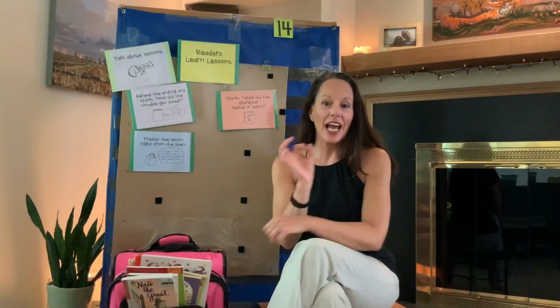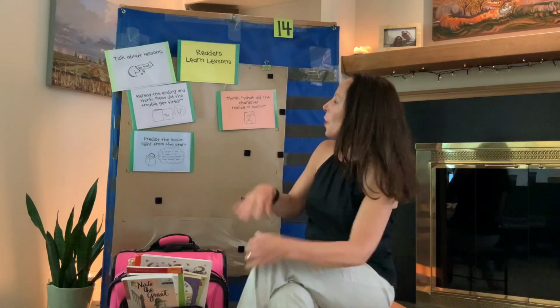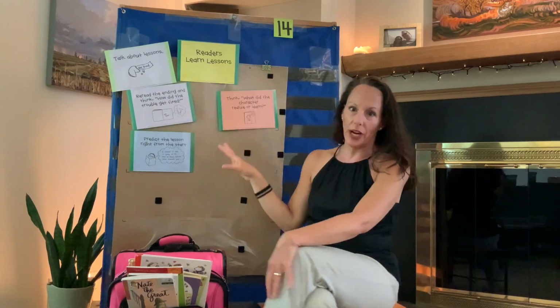So we took a good look at shoes, right? We did compare and contrast. We looked at things that were the same about those shoes and things that were different. And now I want to show you how readers do it with books. So I'm going to add to our anchor chart.